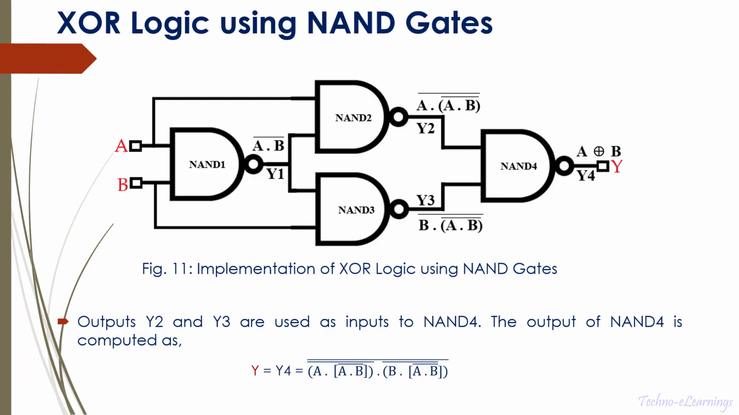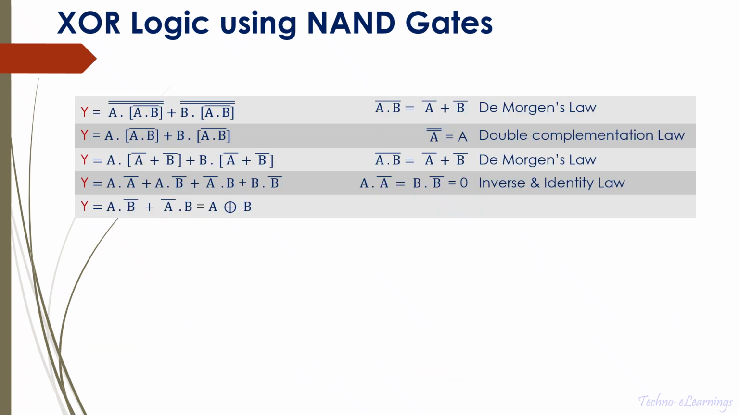Outputs Y2 and Y3 are used as inputs to NAND 4. The output of NAND 4 is computed as Y, which is equal to Y4, equals ((A dot (A dot B) bar) bar dot (B dot (A dot B) bar) bar) bar. In order to get the expression for XOR logic, the output Y is further simplified using Boolean algebra as shown in the table.